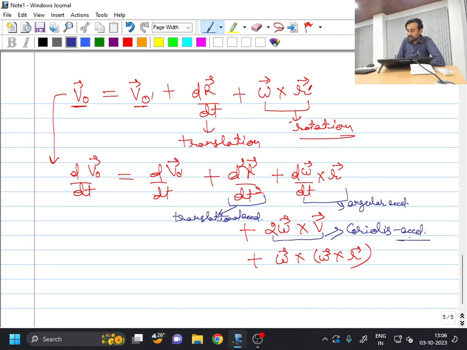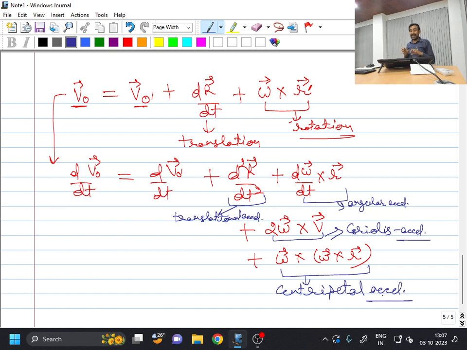Coriolis acceleration is another contribution which comes into the picture. The last term is identical to the case where a particle is tied to a thread and we keep on rotating it, and we experience the centripetal force, which is equal to m r omega square. So r omega square here is referred to as the centripetal acceleration, and in vector notation it can be written as omega vector cross omega vector cross r vector. So this is my centripetal acceleration.